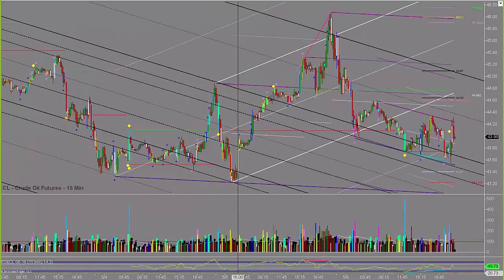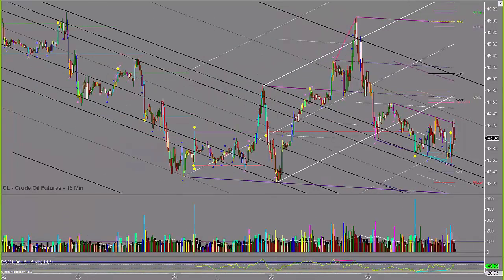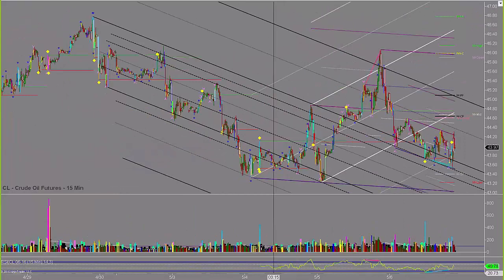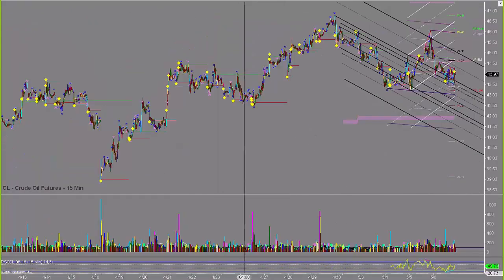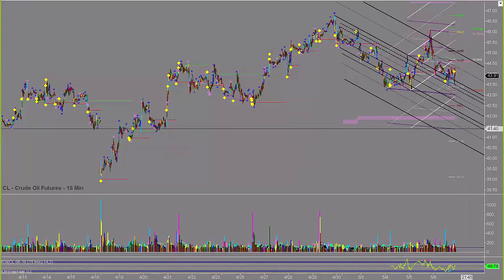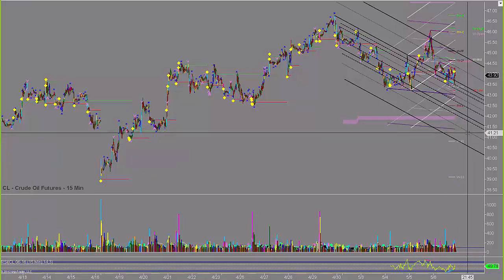Where to, Bobby? Oh, you want me to go back further or on a different chart? Right there. Yeah. Expanding flat. Yeah, maybe a little bit.